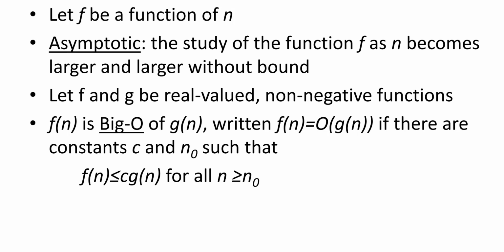To generalize this, let f be a function of n. By the term asymptotic, we mean the study of function f as n becomes larger and larger without bound. We say that f of n is big O of g of n, written f(n) = O(g(n)), if there are constants c and n0 such that f(n) is less than or equal to c·g(n) for all n greater than n0.